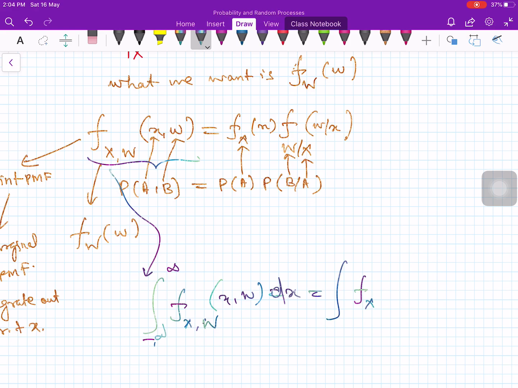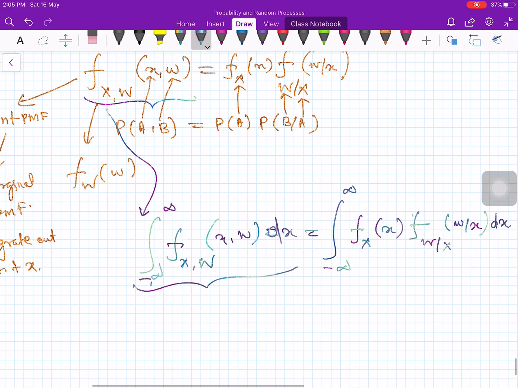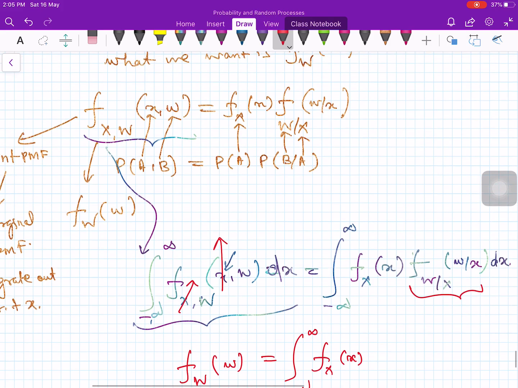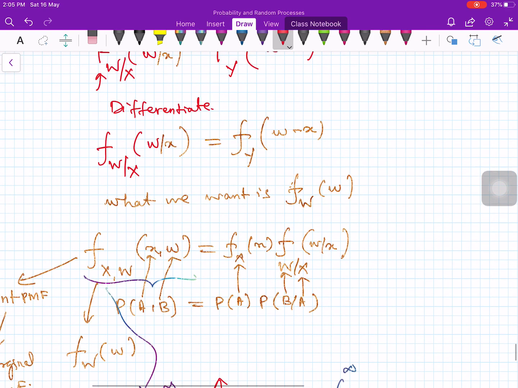and on the right hand side, it is going to be the integral from minus infinity to plus infinity of fX of x, then this is going to be fW given x of w given x, times dx. Now if you carry out the integration, then this x term will go away, and you will get the marginal density function. So fW of w is, on the right hand side, minus infinity to plus infinity fX of x, and what about this one? This one we just derived.